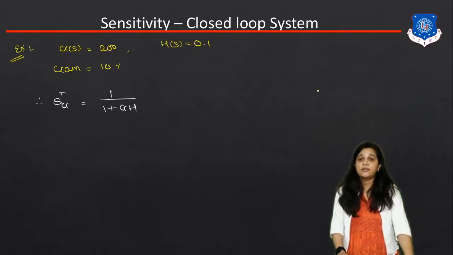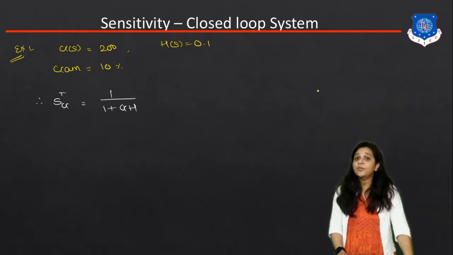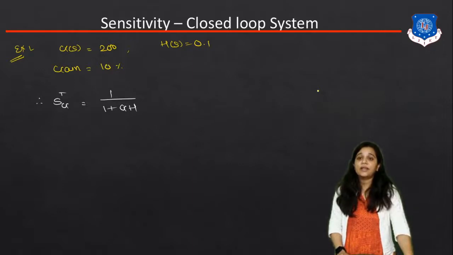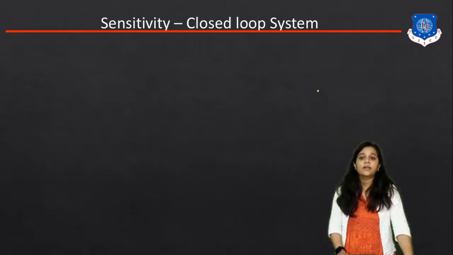So the example is given where the forward path G of s is equal to 200, H of s is equal to 0.1, and the gain change is 10%. We have to find the sensitivity. The equation of the sensitivity S_G^T is equal to 1 upon 1 plus GH. Put the values of G and H in this equation, we get 1 upon 1 plus 200 into 0.1, that is equal to 20. So 1 upon 21. Clear?